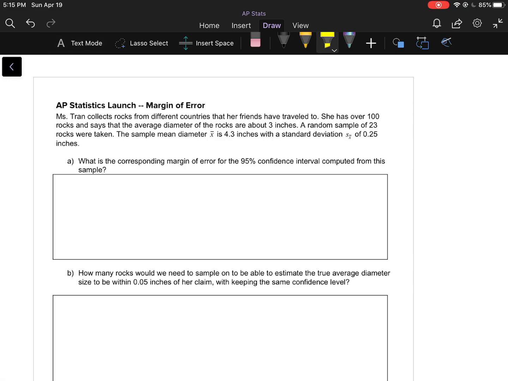So this can be a little bit confusing, right? Because I say I have 100 rocks and I say that I have a random sample. So what actually matters is that we do a random sample of 23 rocks, okay? Because remember that we're looking at the random sample of the rocks. We don't know the population's standard deviation, so we have to use the random sample.